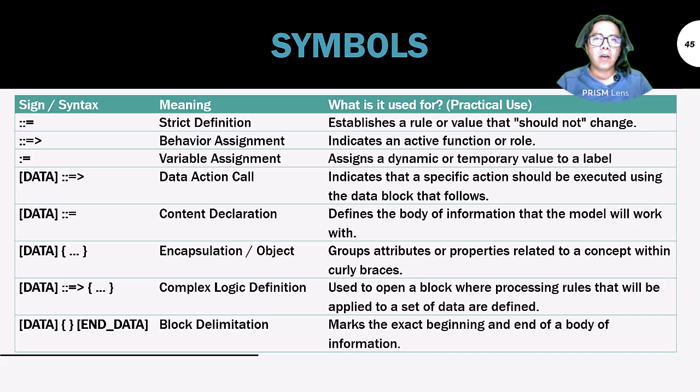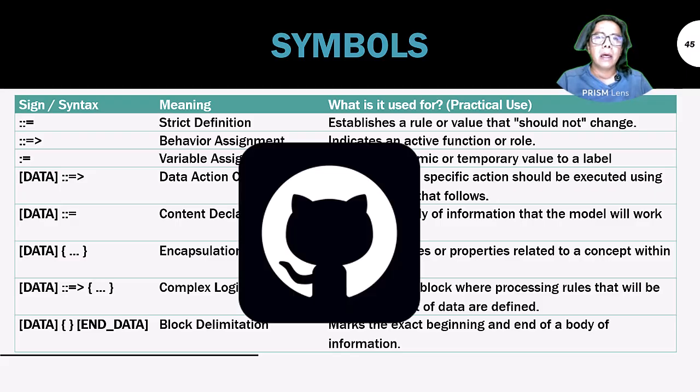Define the start of a static data container. Group related attributes with curly brackets, like an object. A data block that also has an associated processing rule. Explicit delimiters that tell the artificial intelligence here the information begins and here it ends, preventing it from mixing with subsequent instructions. Remember these symbols. If you have doubts about their meaning, I leave the link in my GitHub in the video description.